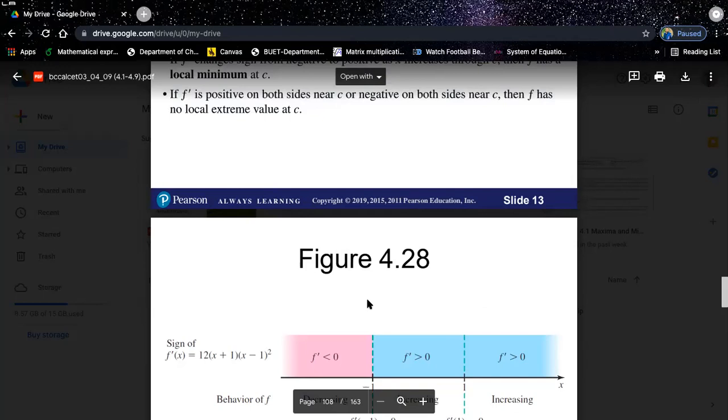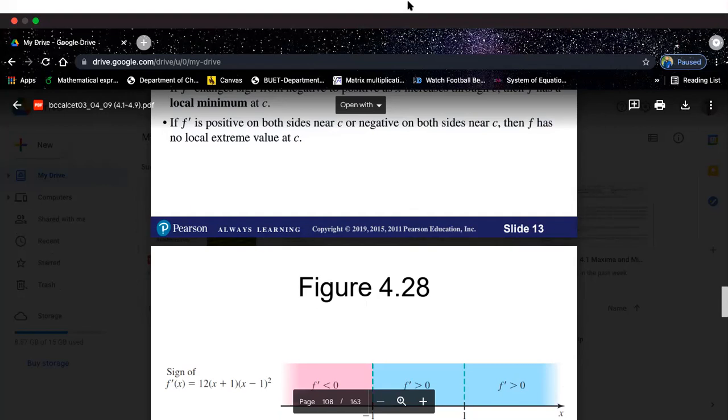Anyone? You can actually eyeball it. The critical points are almost there. You can just eyeball it. No one at all?